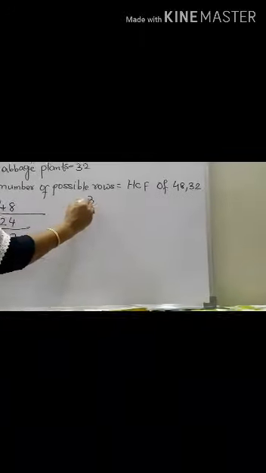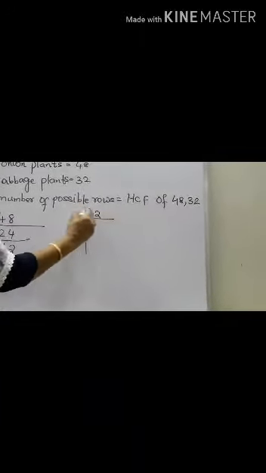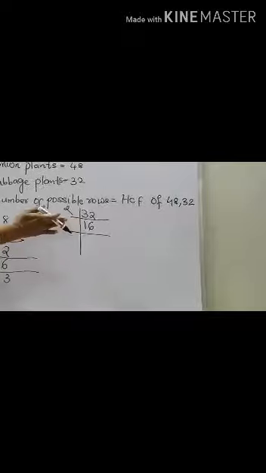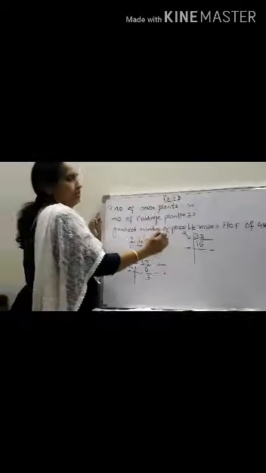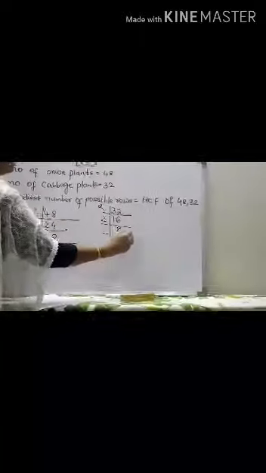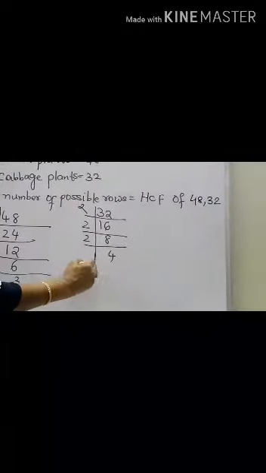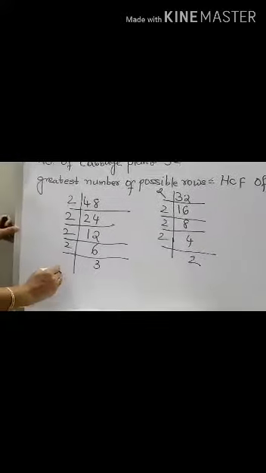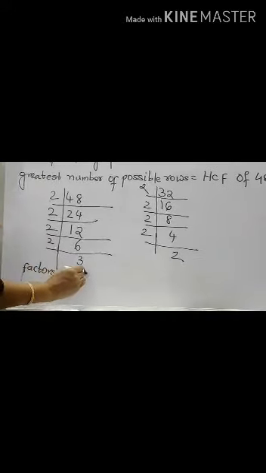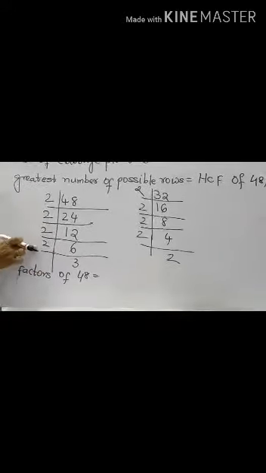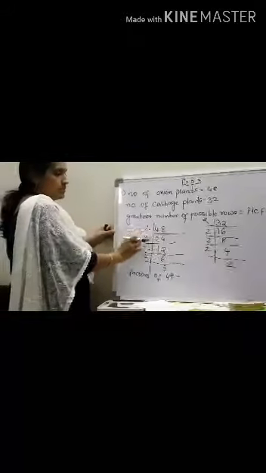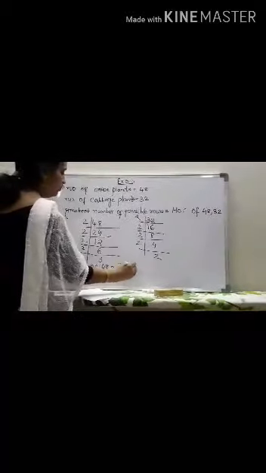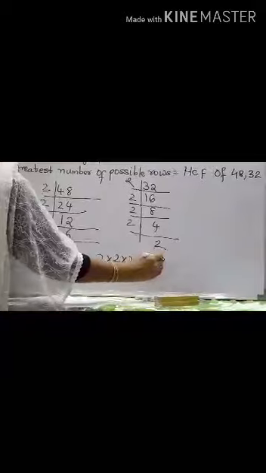Now next, 32. 2 1s are 2, 2 6s are 12. Suppose children, if you are unable to do it directly, you can do it using the long division method. 2 8s are 16, 2 4s are 8, 2 2s are 4. Now the factors of 48. These are the factors because these numbers are dividing the number. So 2 into 2 into 2 into 2 into 3.